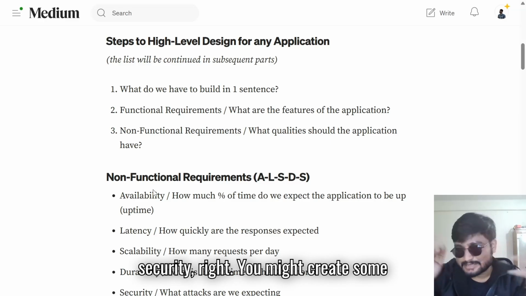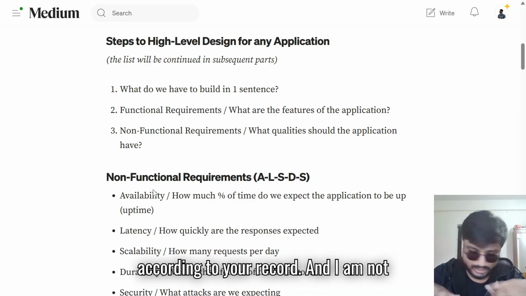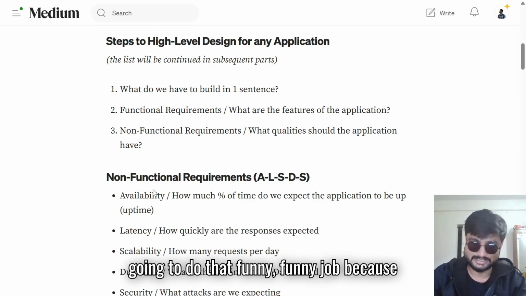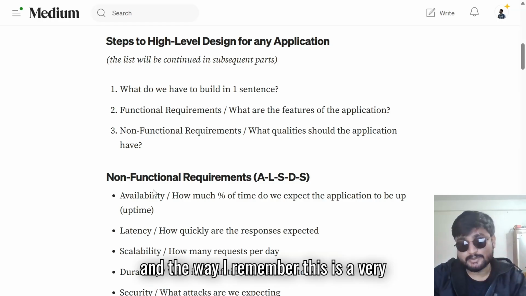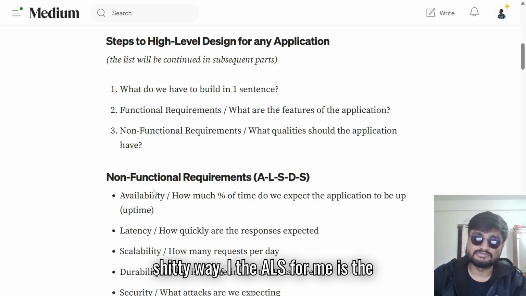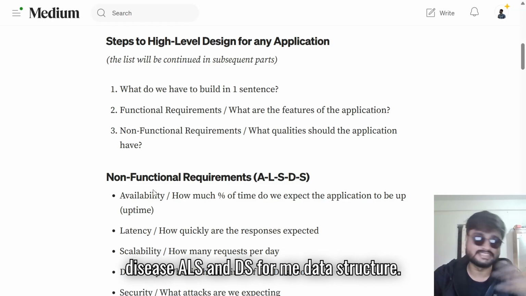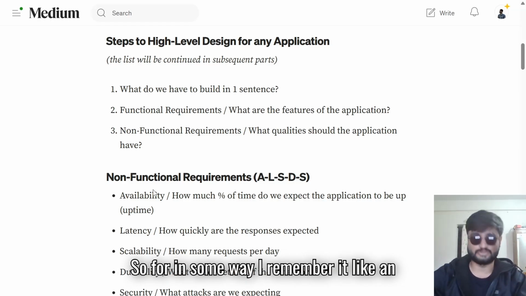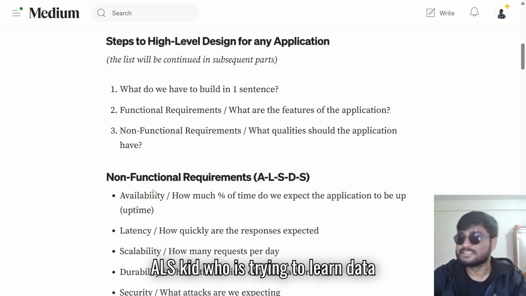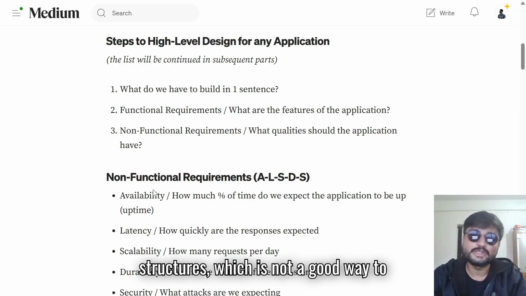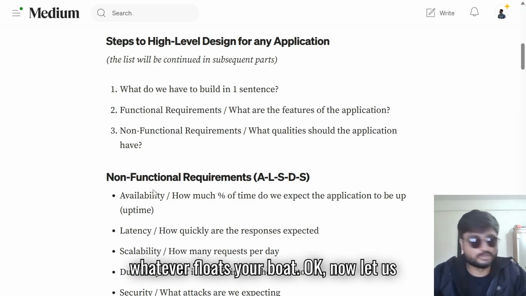You might create some sentence to remember it, according to your requirement, and I'm not going to do that. The way I remember this is a very shitty way. The ALS for me is the disease ALS, and DS for me is data structures. So in some way, I remember it like an ALS kid who is trying to learn data structures, which is not a good way to remember it, but it works for me. So whatever floats your boat.